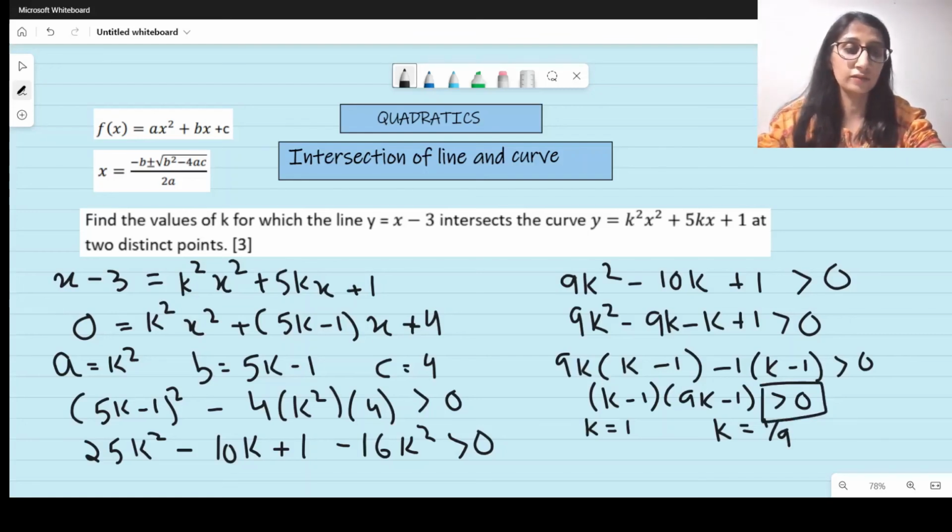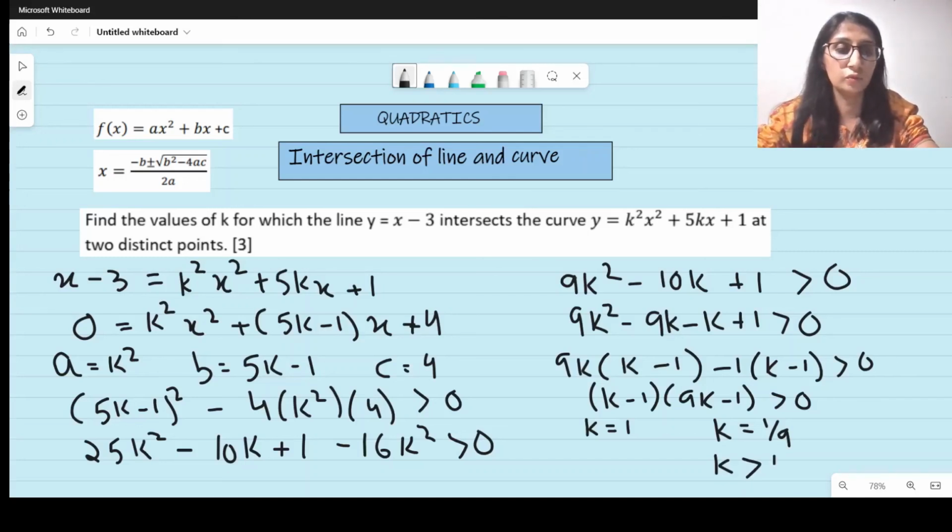And as discussed in a video before, to solve a quadratic inequality, when the inequality is greater than 0, what you do, you write k is greater than the bigger of these two values, which is 1, and k is less than the smaller of the two values, which is 1/9. So this is the answer for this question.